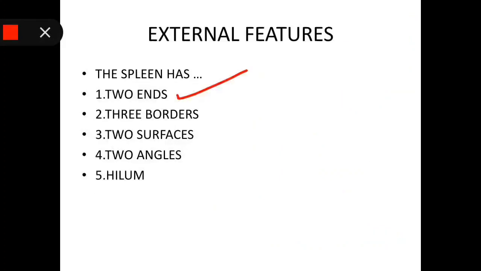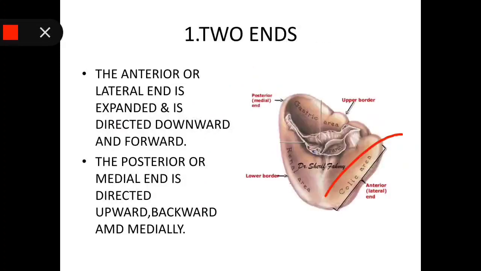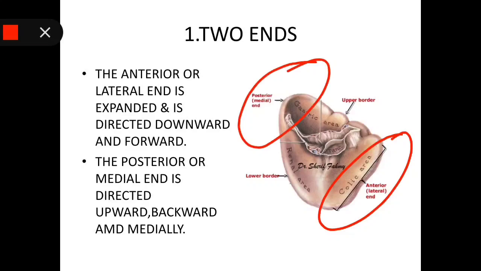External features. The spleen has 2 ends, 3 borders, 2 surfaces, 2 angles, and 1 hilum. 2 ends. The anterior or lateral end is expanded and is directed downward and forward. The posterior or medial end is directed upward, backward, and medially.